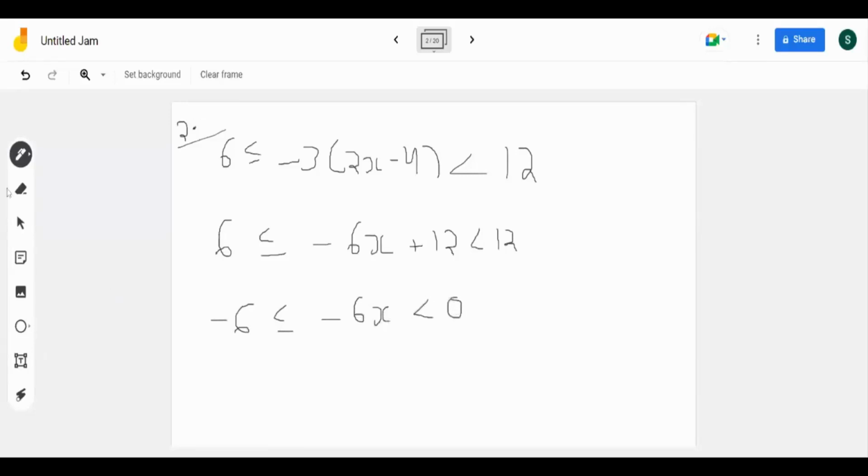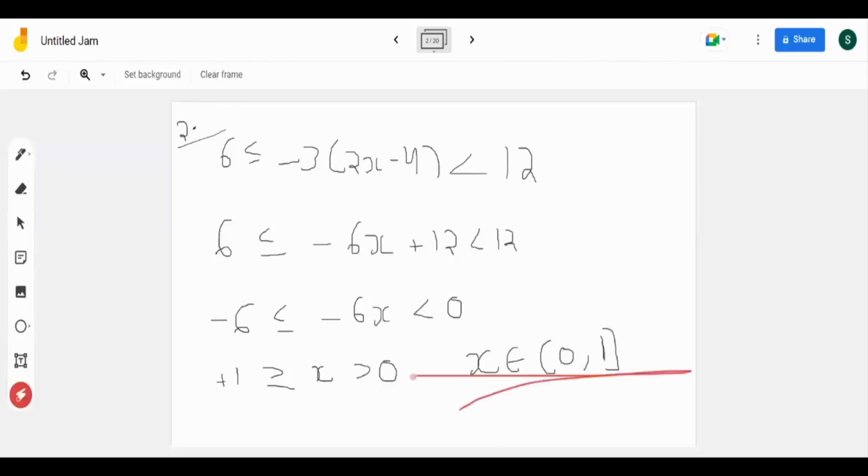Now we will divide by minus 6. I told you, when dividing by minus 6 we need to change the inequality as it is a negative number. So dividing by minus 6 gives me plus 1, sorry, plus 1 greater than or equal to x greater than 0. We have changed the sign of the inequality. This was less than or equal to, now it became greater than or equal to, as we have divided by a negative number. So we got our answer, that is x belongs to 0 to 1, excluding 0 and including 1.